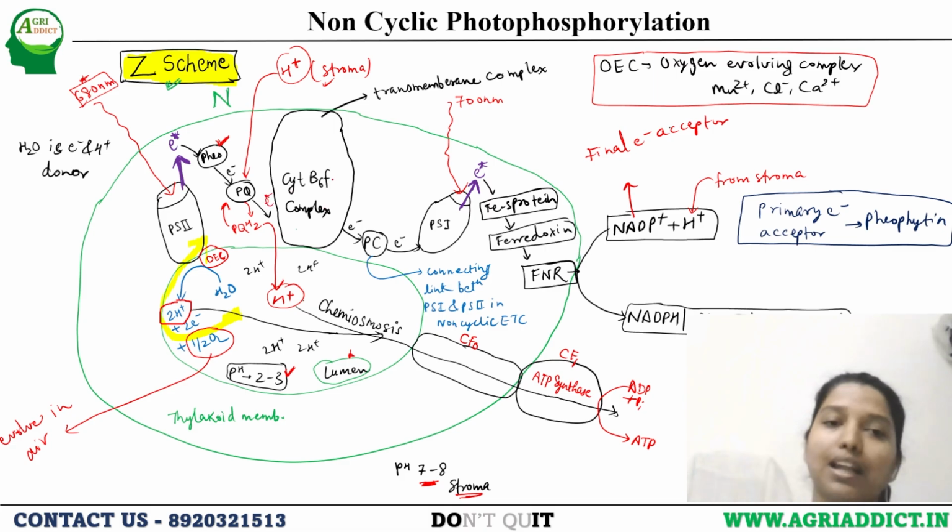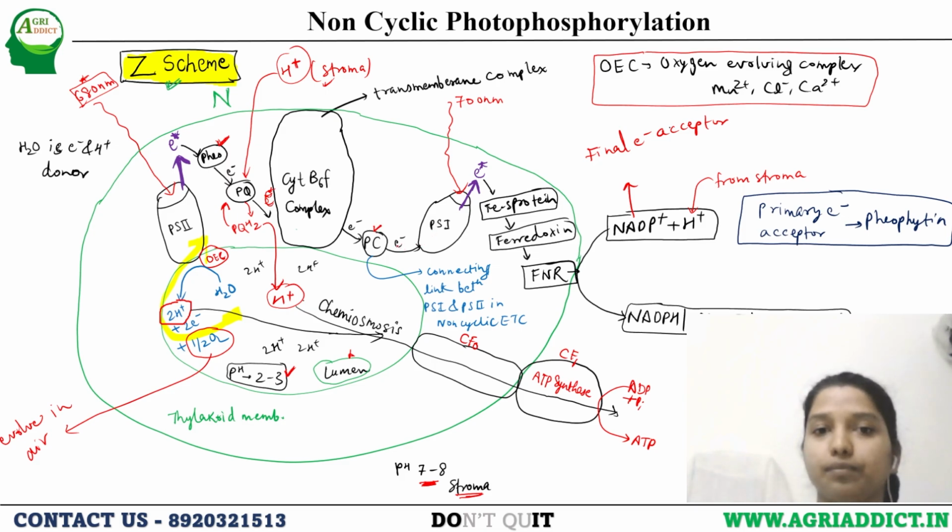I just used samosa and chutney as an analogy. You just have to remember that while transferring the electron, it is also taking one H plus from the stroma and passing it on to the lumen. What happens next is this electron gets transferred to the cytochrome b6f complex. Now this electron will get transferred to plastocyanin. This PC is plastocyanin. Then plastocyanin will take this electron to PS1.